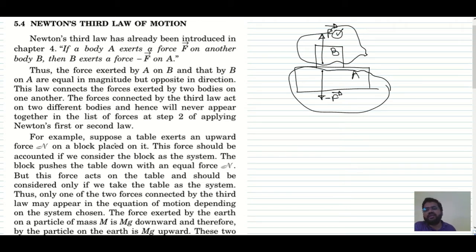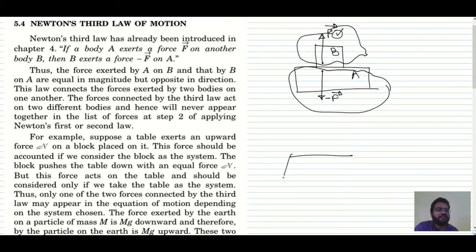Okay. For example, suppose a table exerts an upward force N on a block placed on it. This force should be accounted for if we consider the block as a system. That is what I told. The block pushes the table down with an equal force N, but this force acts on the table and should be considered only if we take the table as a system.